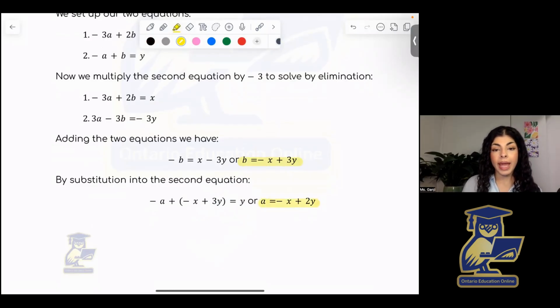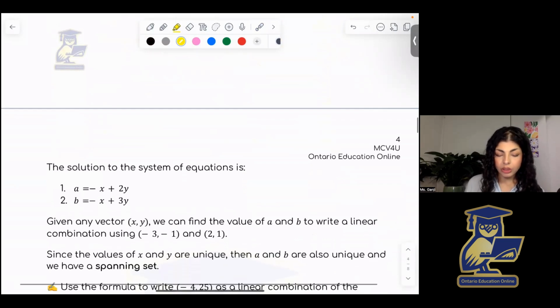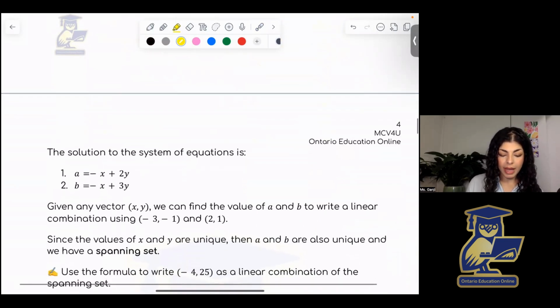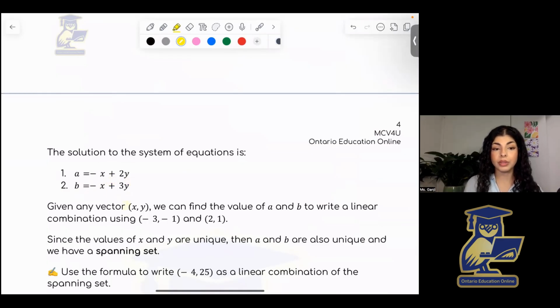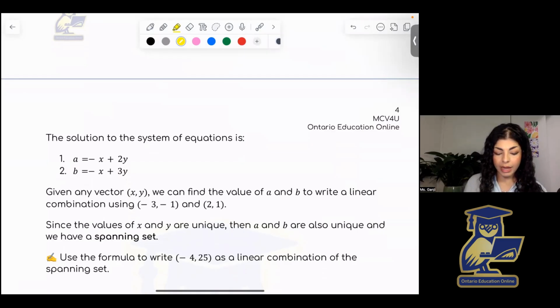There we go. So a is equal to -x plus 2y. So really, the solution to our system of equations is given by a and b, which is equal to -x plus 2y and -x plus 3y for b, which means that any vector (x, y) that we're given, we can find the values of a and b to write a linear combination using those two vectors from our spanning set.